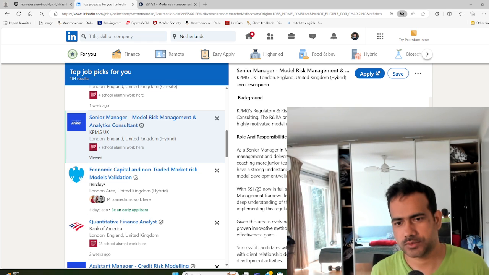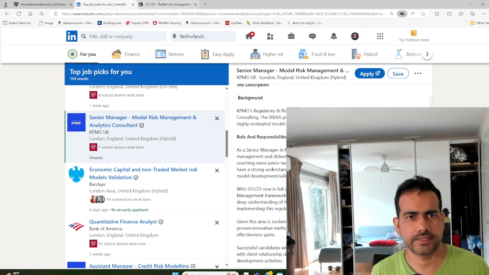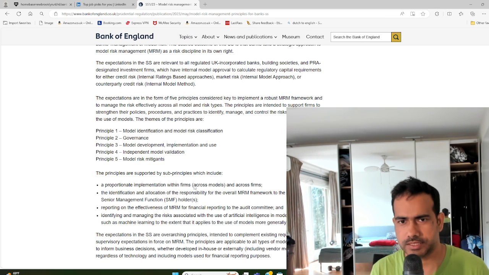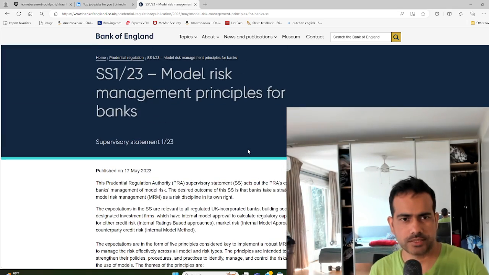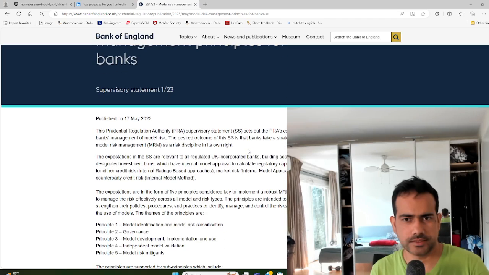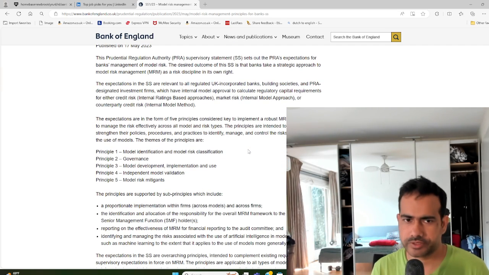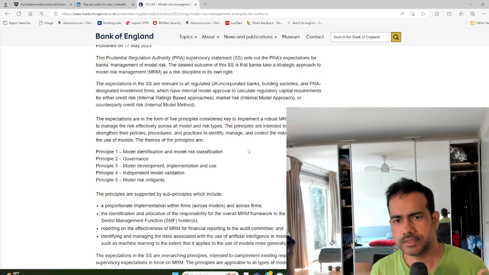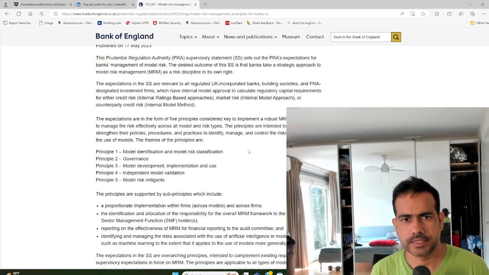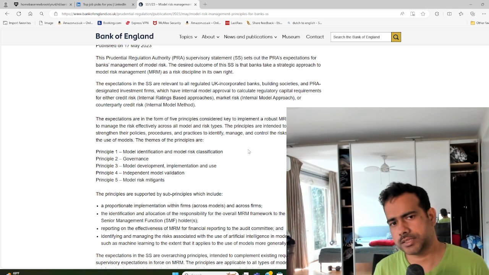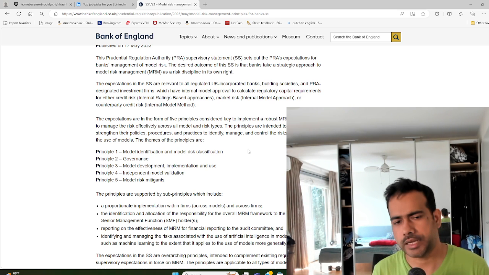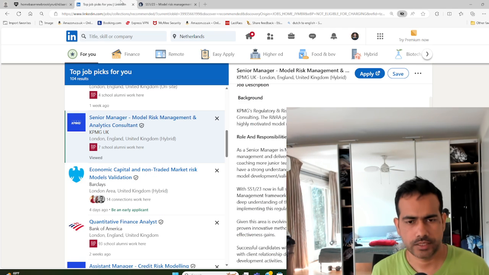Now this SS123, I was reading the details on the Bank of England website. I think these are regulatory requirements in the model risk area, and all the banks, but also investment firms, not just the banks, but any firm that is using internal models for risk management purposes, has to comply with this new requirement set out by the Bank of England, which is the regulator in the UK for banking and financial services.